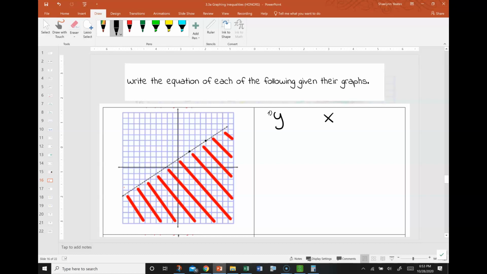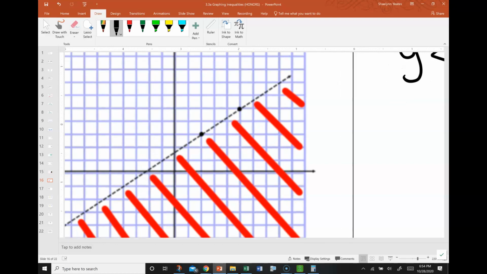Now, it's a dotted line and it's below, so I know we're going to end up with y is less than, not equal to, less than something x plus b. So let's figure out our slope first. Let's zoom in because that's kind of hard to see.